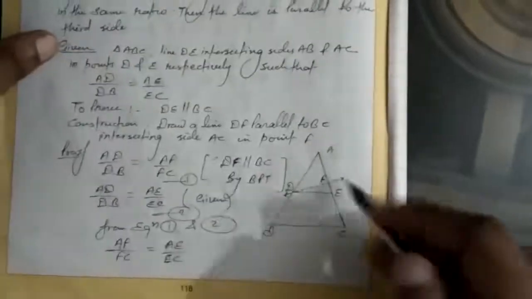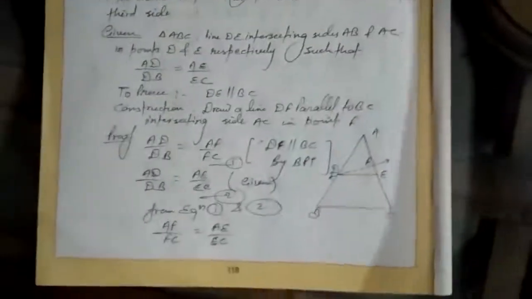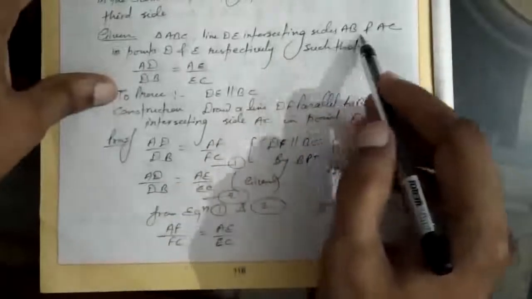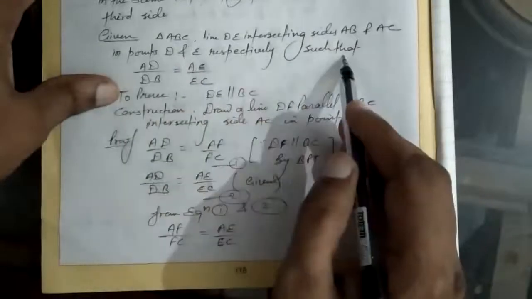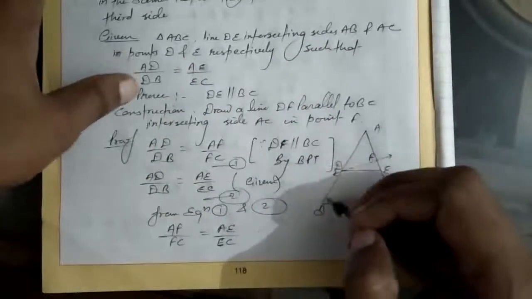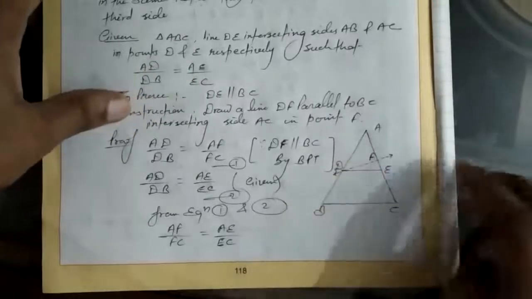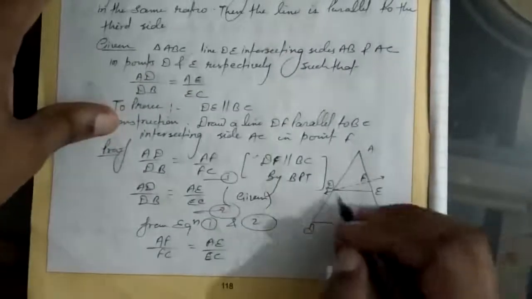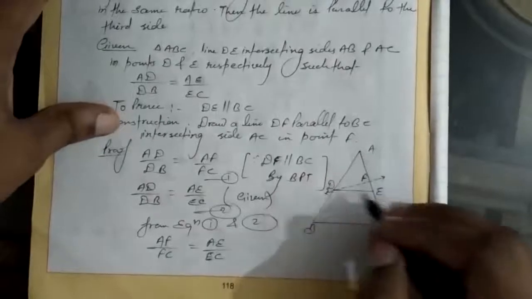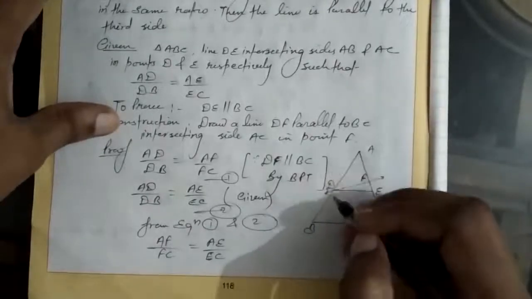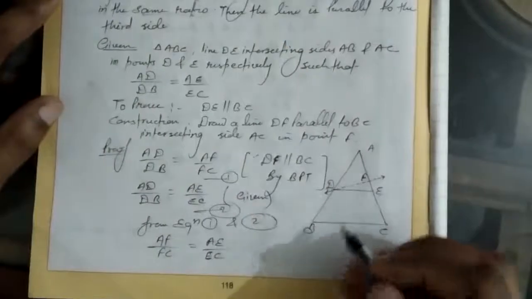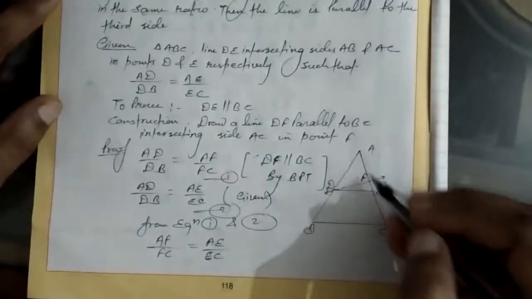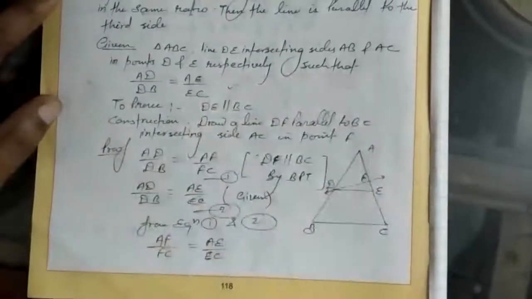This triangle ABC, line DE intersecting sides AB and AC at two distinct points D and E respectively, such that AD upon DB equal to AE upon EC. In a simple way, you can write triangle ABC is given to you. Line DE is intersecting AB and AC at points D and E, and we are given the ratio equal because DE is dividing AB and AC in the same ratio according to the statement. So we write AD upon DB equal to AE upon EC. This you write here by BPT.